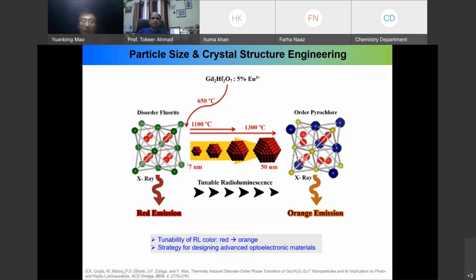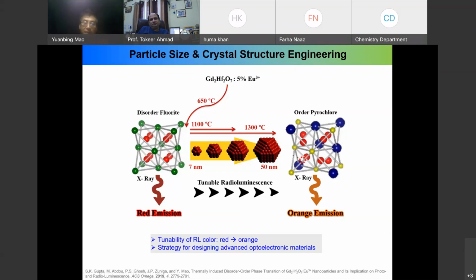And then with those nanoparticles, we heated them up to 1100 degrees Celsius and also 1300 degrees Celsius. During that process, we see that the nanoparticles keep increasing, and it's actually up to 50 nanometers. And also, eventually, these nanoparticles have the ordered pyrochlore structure, right? So there's a particle size change, and also there's a crystal structure change.